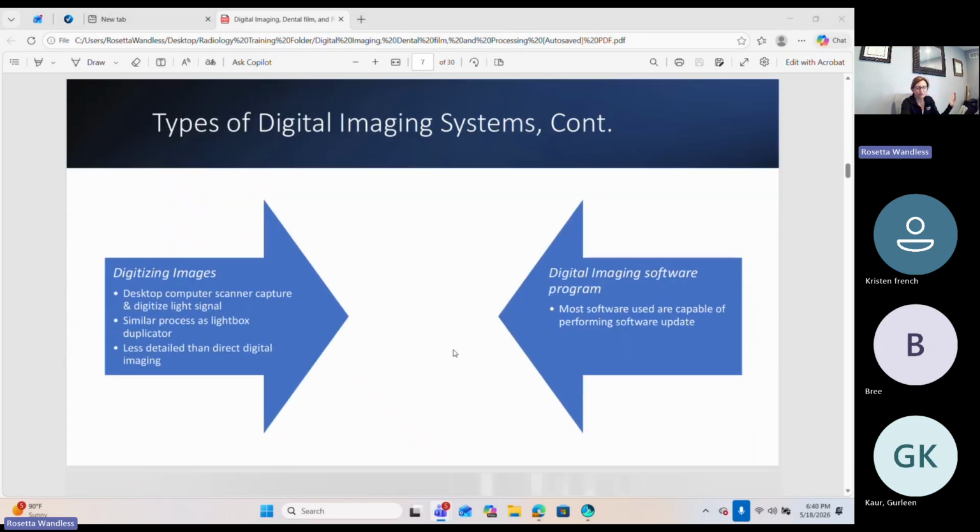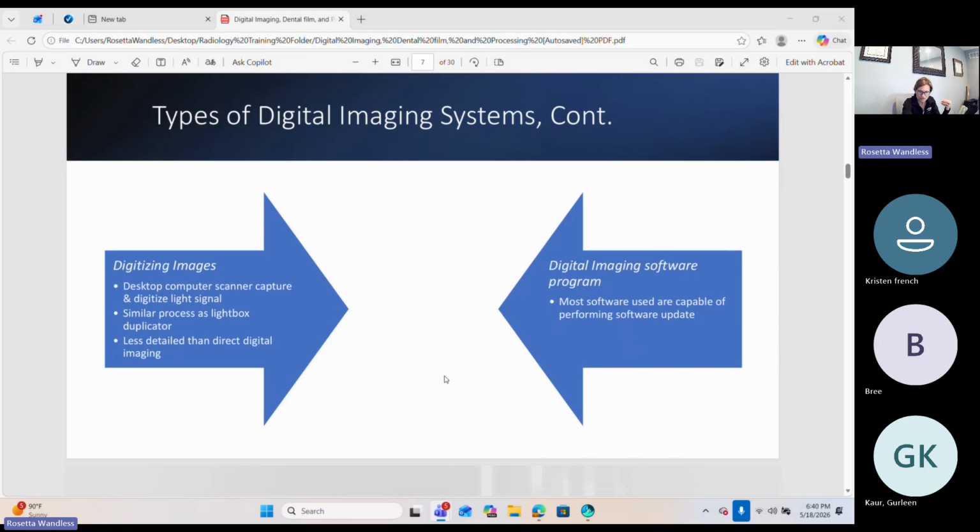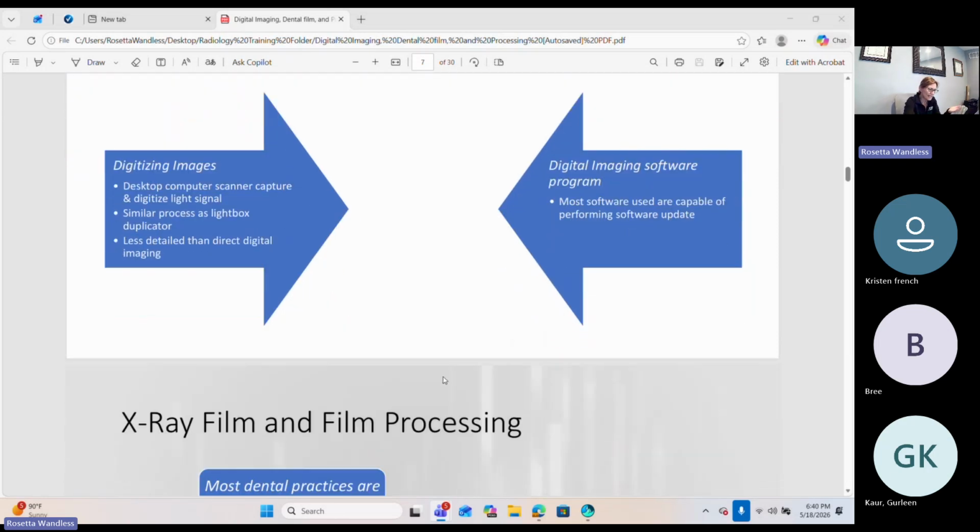The two other types of digital imaging, which we talked about, are digital imaging software and digitizing images, where we're taking something in hand and scanning it into the software itself.